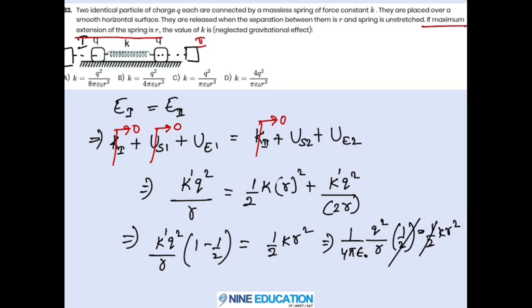Half cancels out and k becomes q square by 4 pi epsilon naught r cube. Okay, so which option is satisfying this? It is option B. So 32nd question, option B. Hope everyone understood. Let's go to the next question.